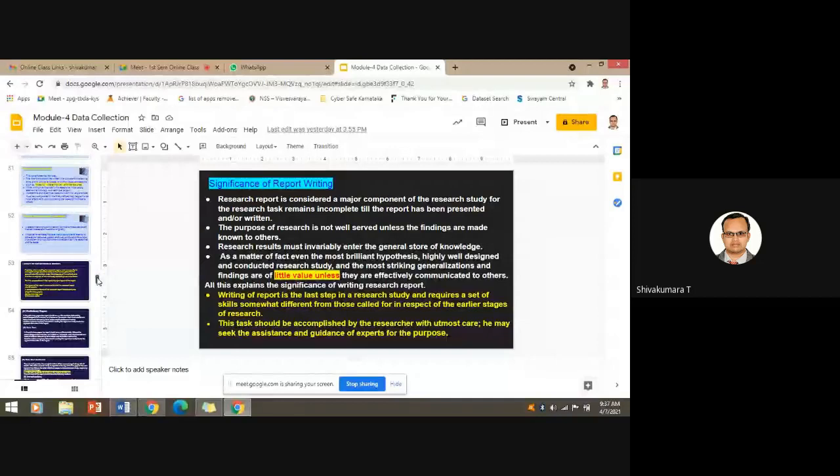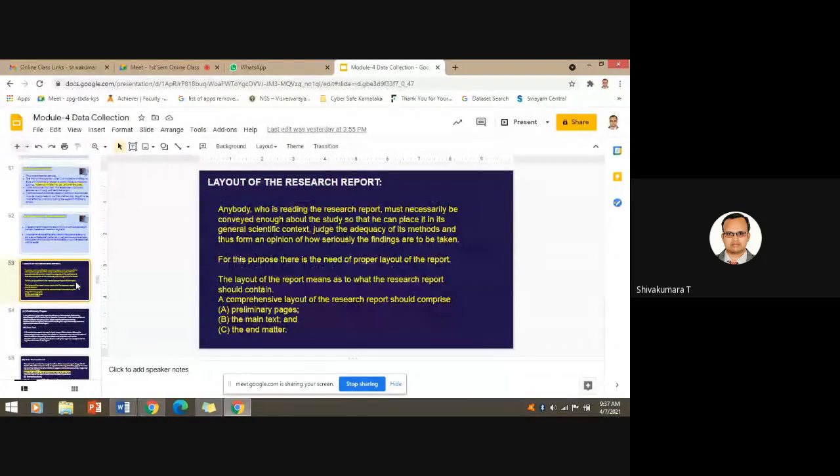Now I am going to discuss the layout of the research report. Anybody reading the research report, either an experienced reader or a newbie to research, must be conveyed enough about the study so that they can place it in its generic scientific context, judge the adequacy of its methods, and thus form an opinion of how seriously the findings are to be taken.